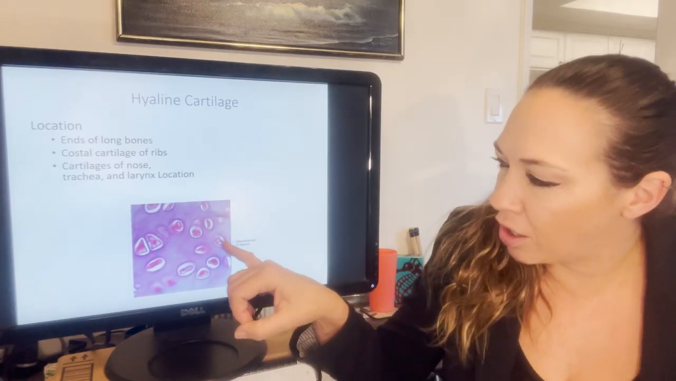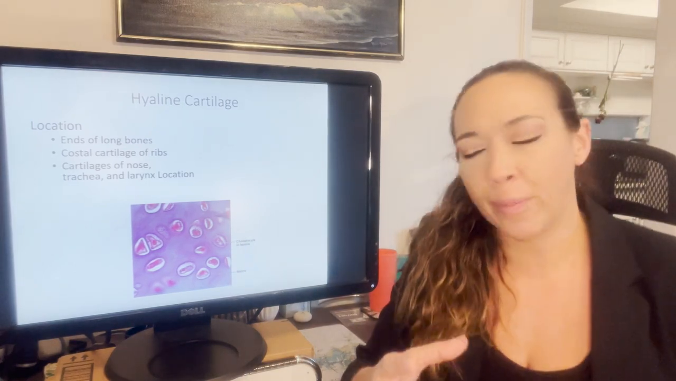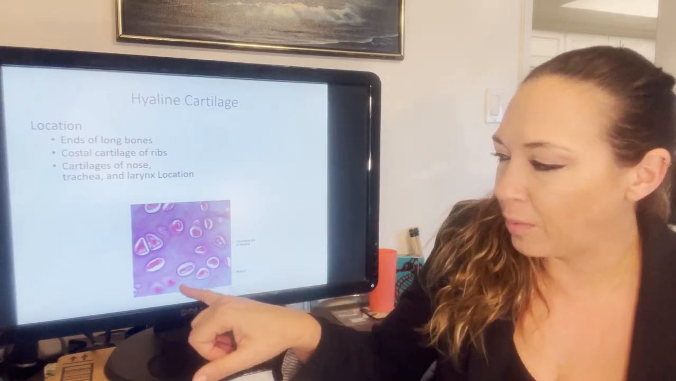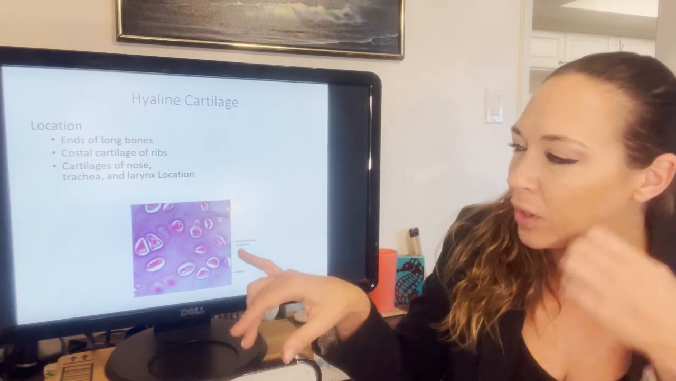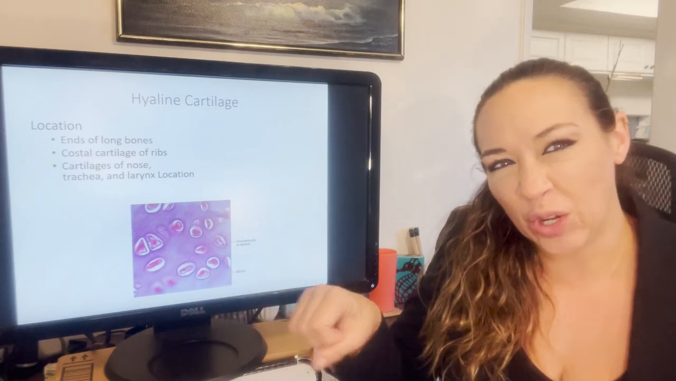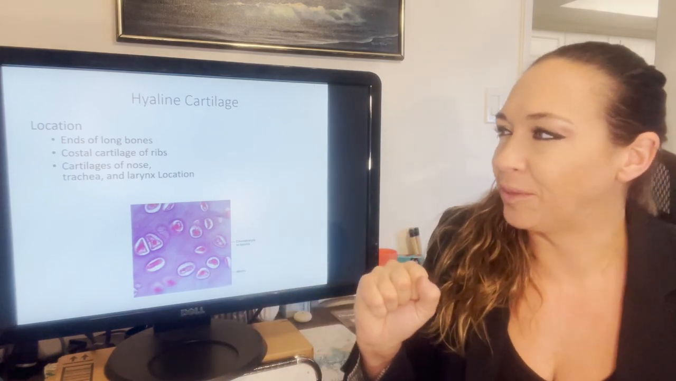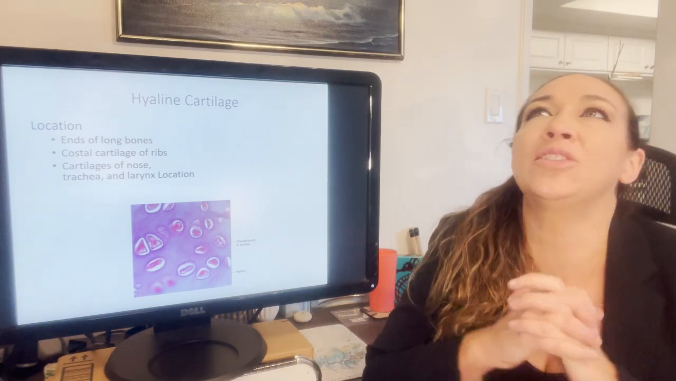Now, you can see the chondrocyte right here, which is in the lacuna. The lacuna just means a space or gap. And then this is, again, going to be the matrix, that intercellular space in between. So you can see these very recognizable chondrocytes sitting in that little lacuna, that little space inside the cell. Now, hyaline cartilage especially is going to be found at the ends of your long bones.